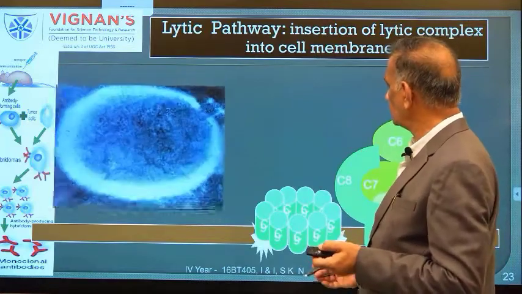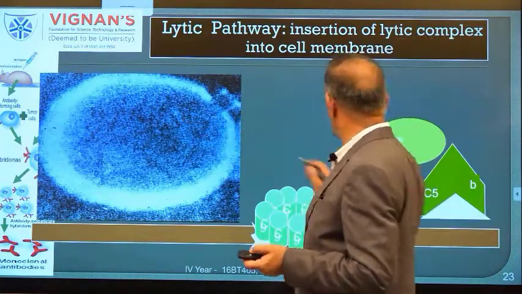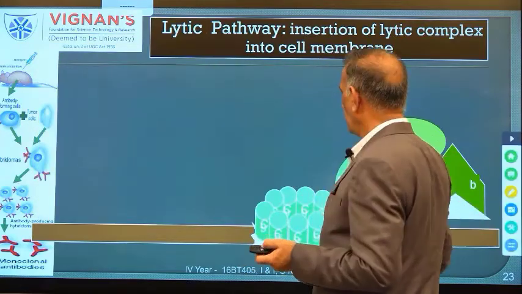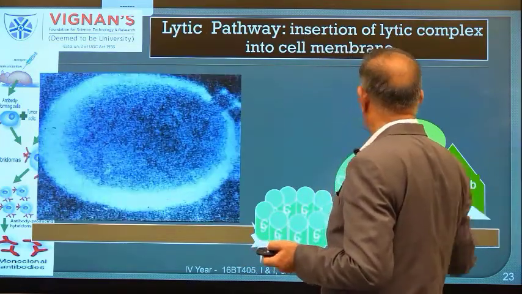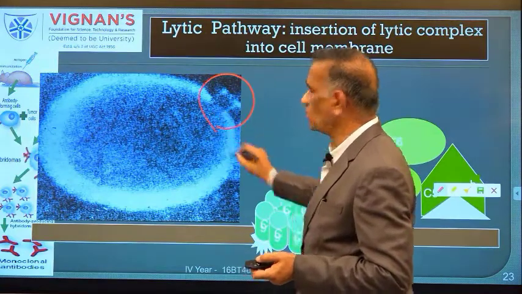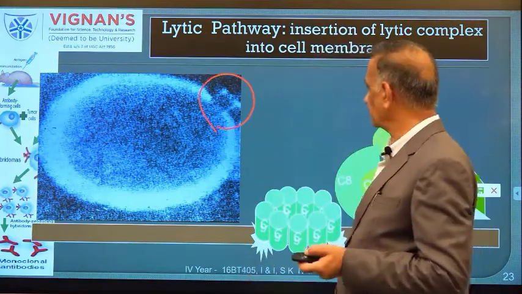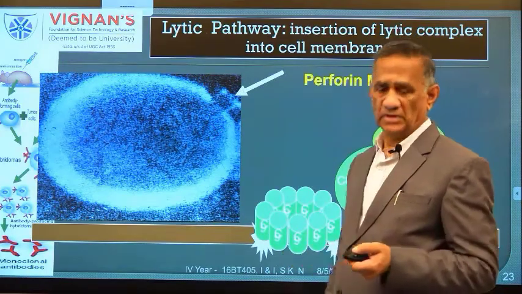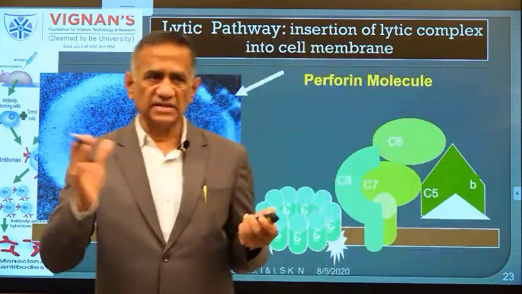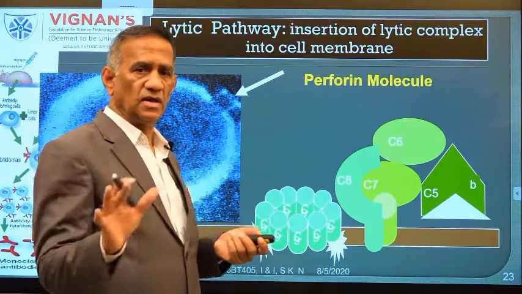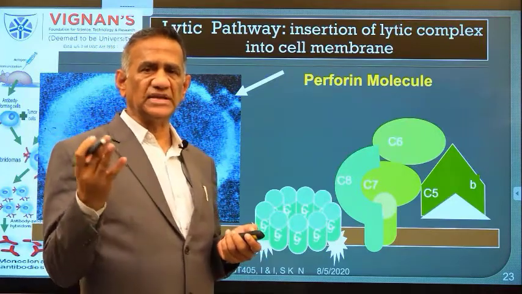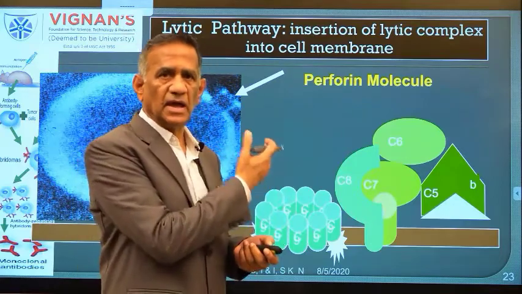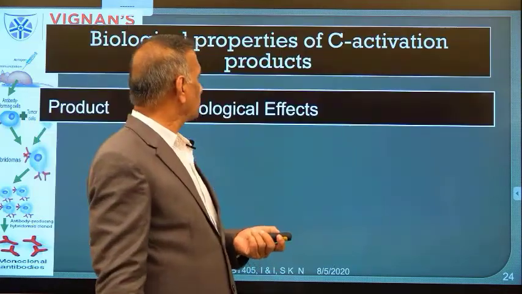Now this is the bacteria. So this is the perforation that is made here. This is the perforin molecule. With this, the three pathways we have seen, the classical pathway, lectin mediated pathway and alternative pathway, terminate at the formation of the perforin molecule.